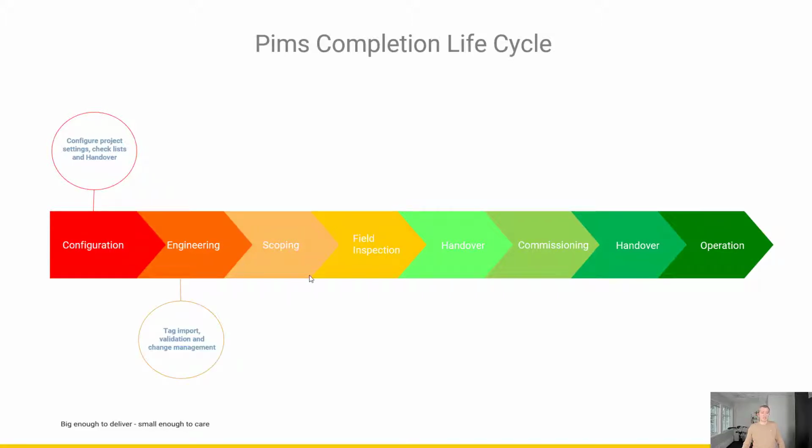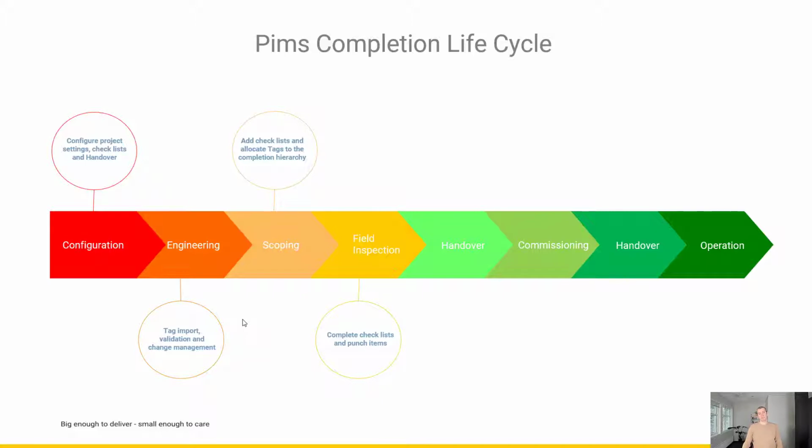Next step is the engineering phase. This is where you import all the tag data from the various engineering sources. This really forms the basis for all completion work to be done later on in the completion module. The third step is the scoping phase. This is where you allocate checklists to tags and allocate tags to subsystems. In a way, link the tags to the completion hierarchy. So when all this is done, you are ready for going out in the field to do your inspection.